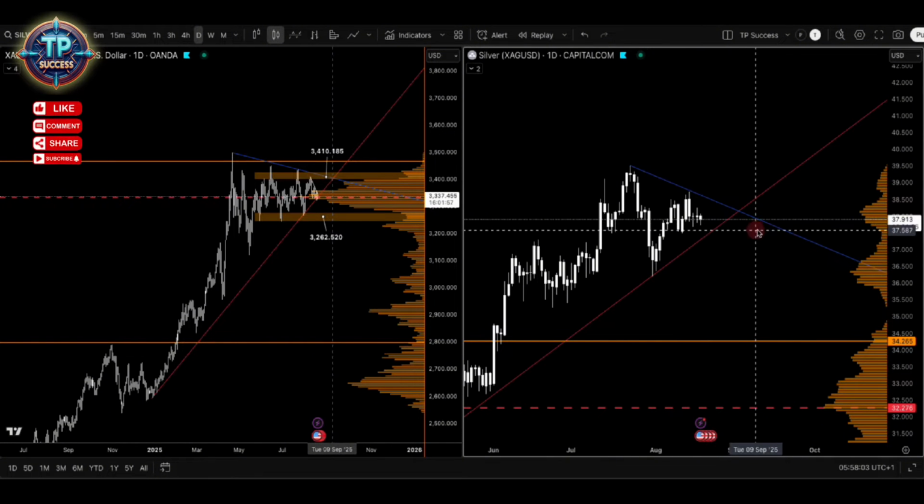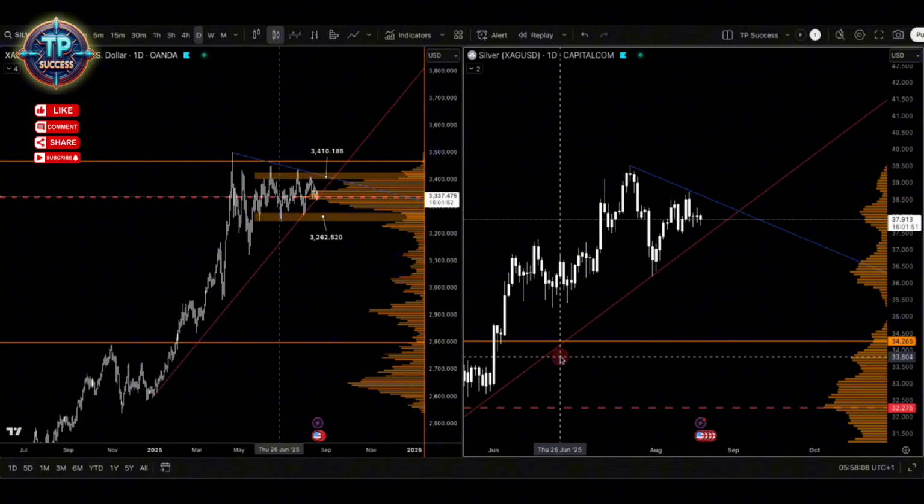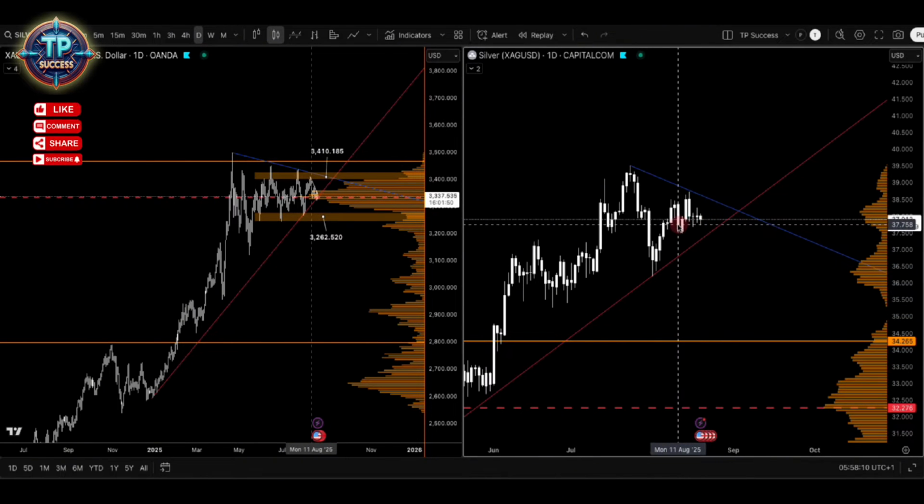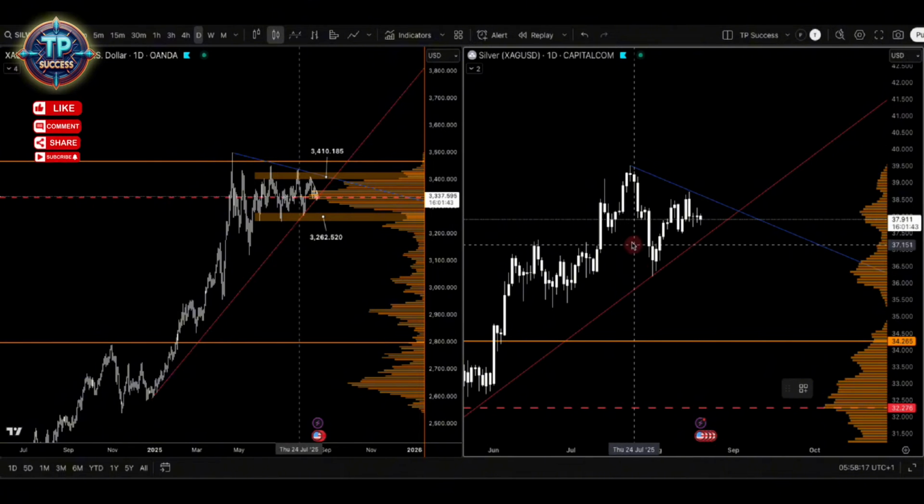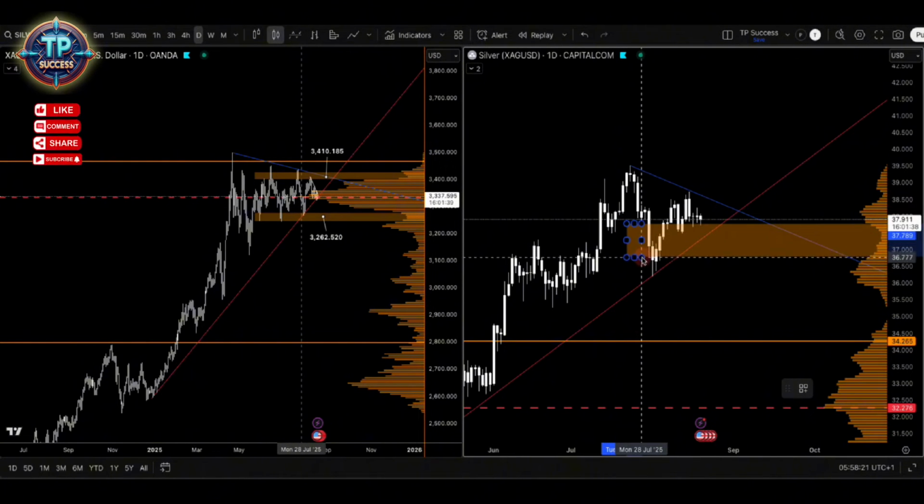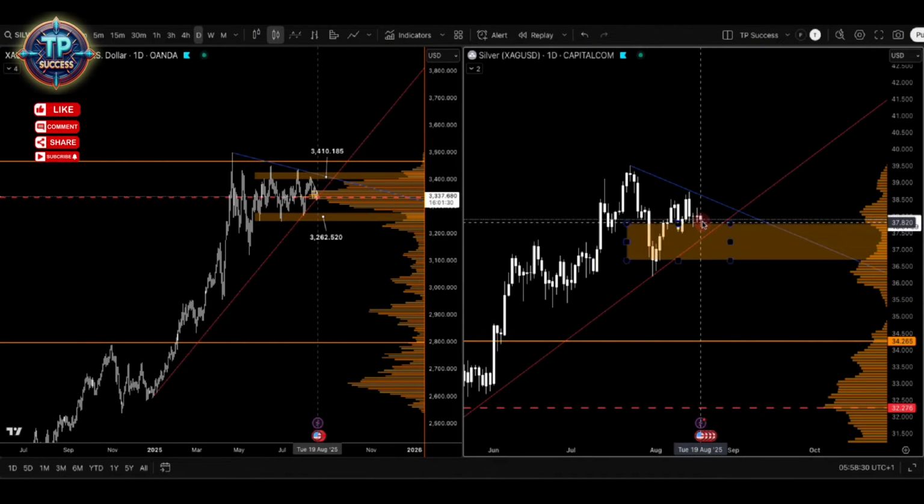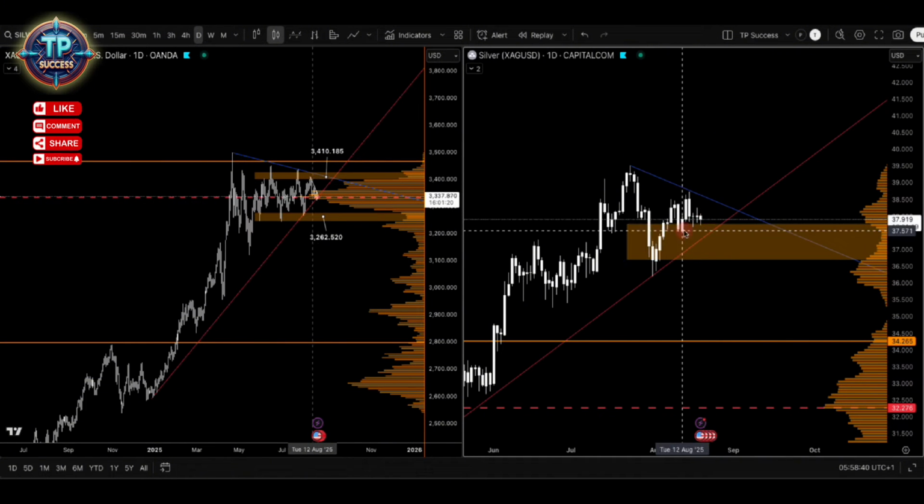Okay, so what we have right now is silver has left a low volume node area, right? It's on the top side of this low volume area right now. It is in there right now. It looks like it's coming back in, right? But that's what we've got going on right now.